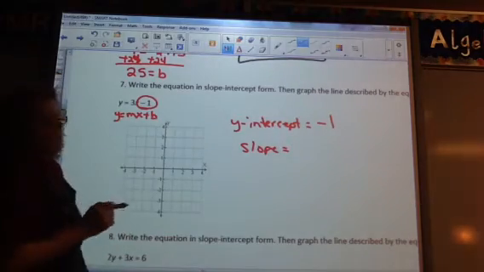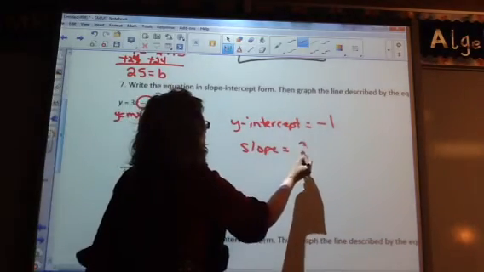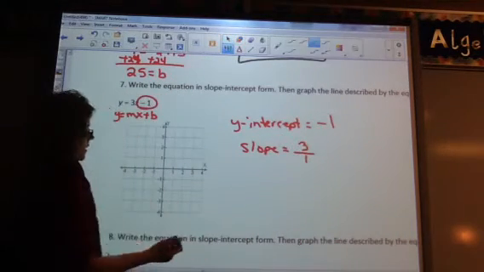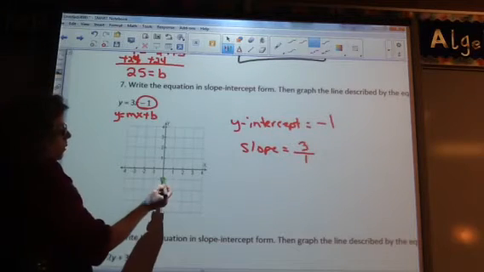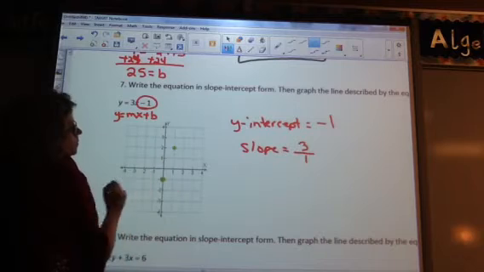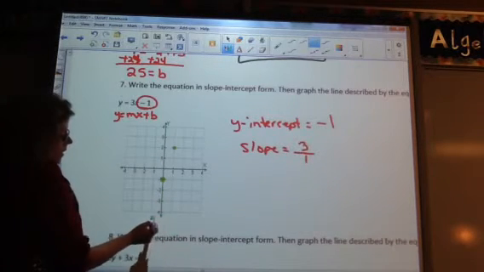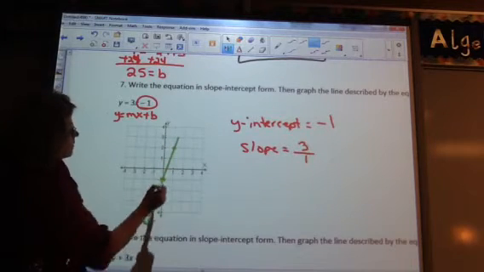And our slope is the coefficient in front of the x. Well, 3 is in front of x. So it's 3 over 1. So we start at -1 on our y-axis. There's our first point. From this point, we rise 3, go right 1. Or, I could do two negatives. I could go down 3 and then left 1. That will still be a point on that line.